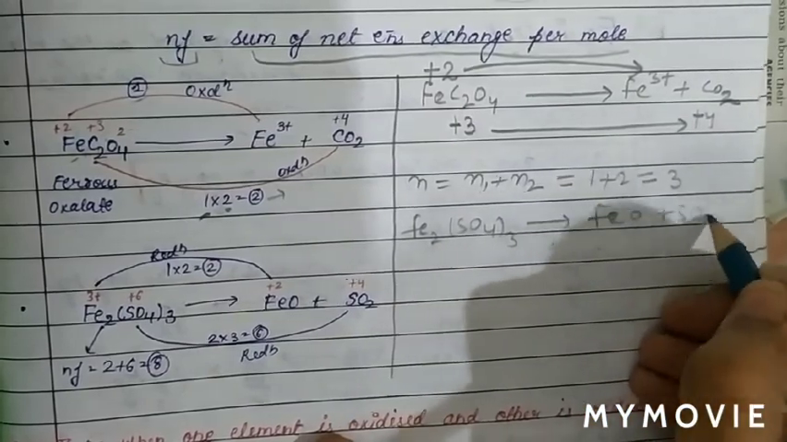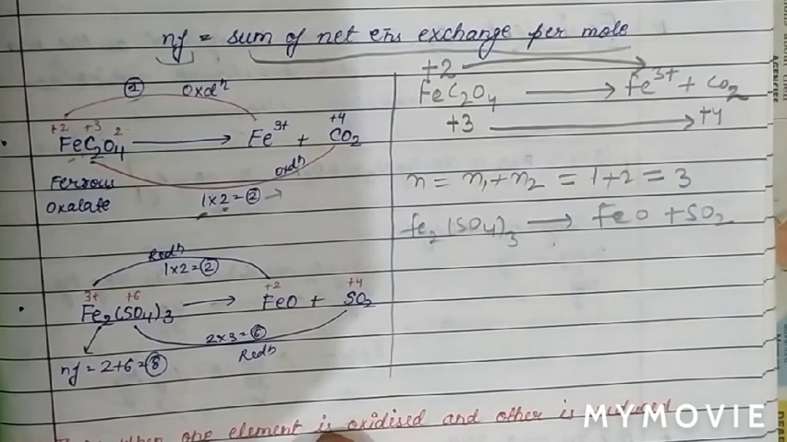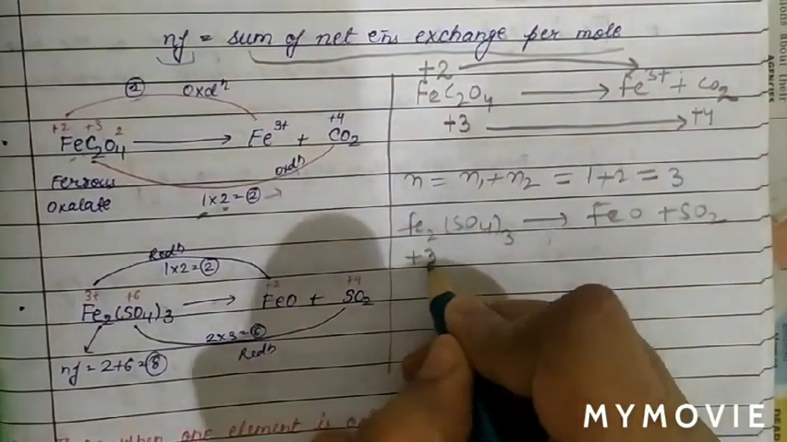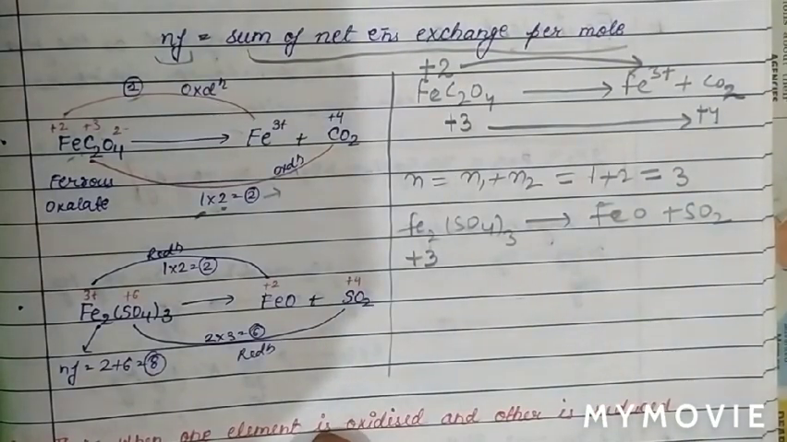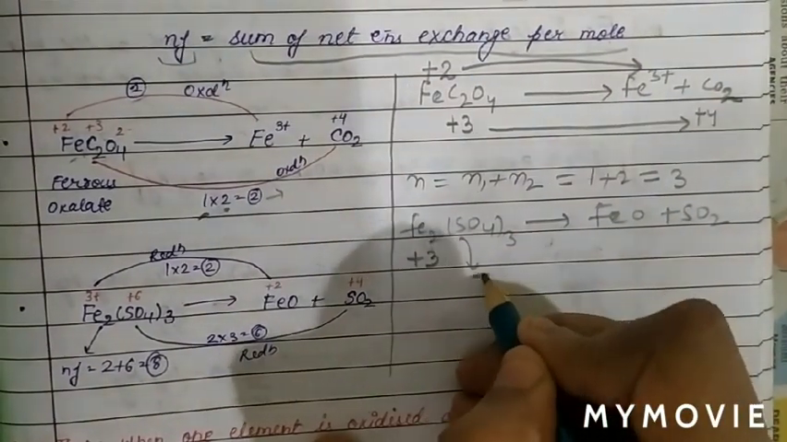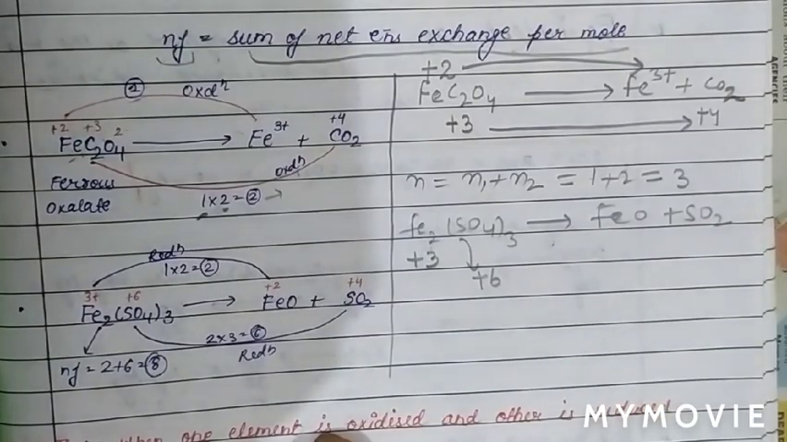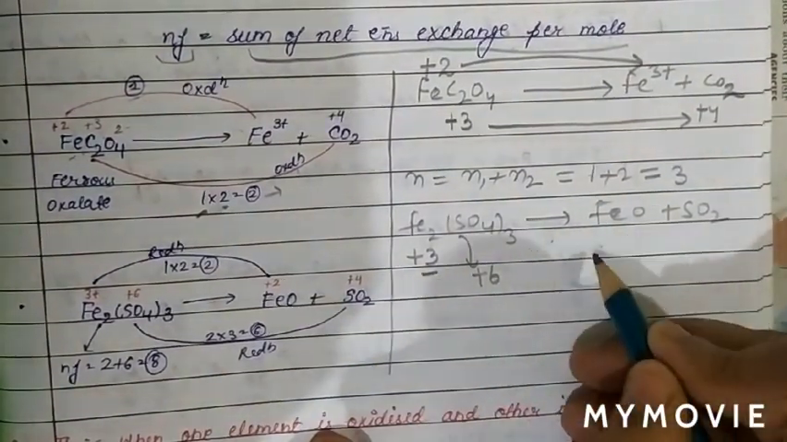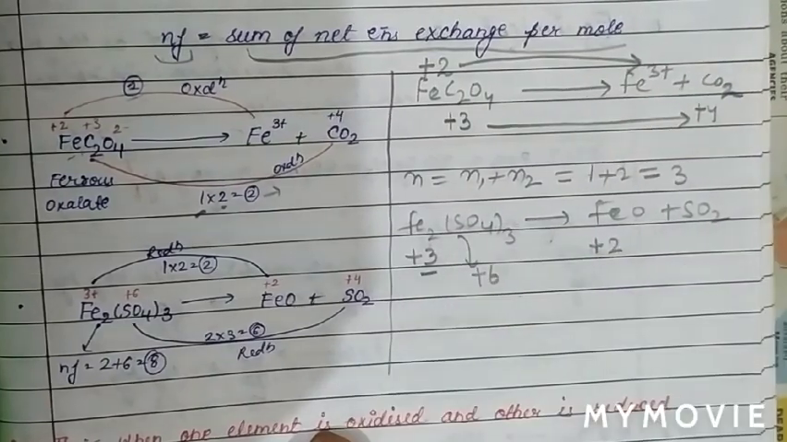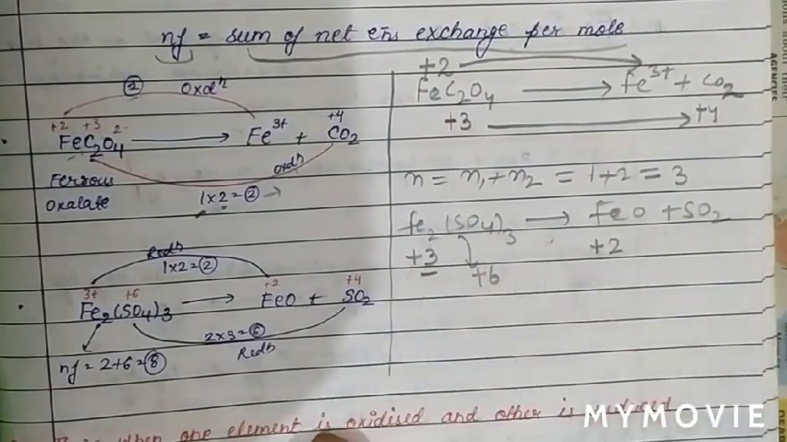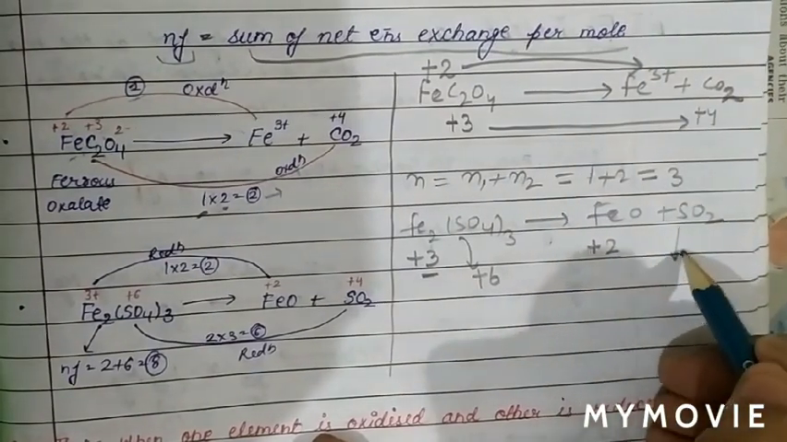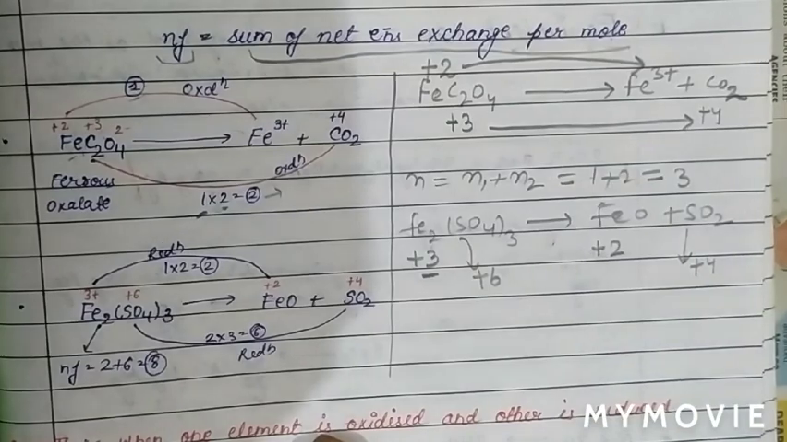The oxidation number of sulfur also decreases from +6 to +4. Now we will calculate the n factor. n1 is the change in oxidation state of iron. The oxidation number changes from +3 to +2, so for one atom the change in oxidation number is 1. And how many iron atoms are there? 2. So multiply by 2. It means the value of n1 is 2.